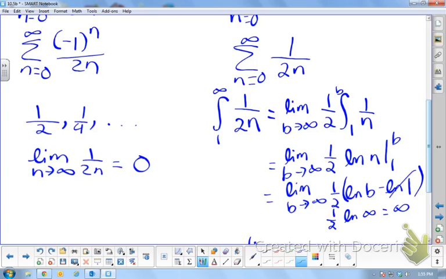We know for sure it's conditionally convergent. How would I check and see if this is absolutely convergent? Take the absolute value. What's going to happen when we take the absolute value, though? Then it's the one we've already checked. So this is only conditionally convergent.